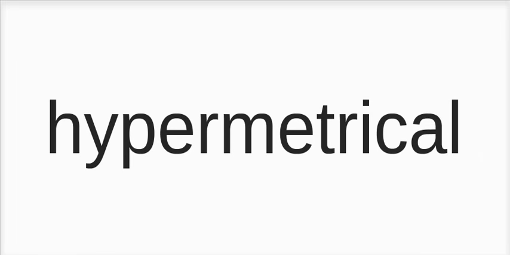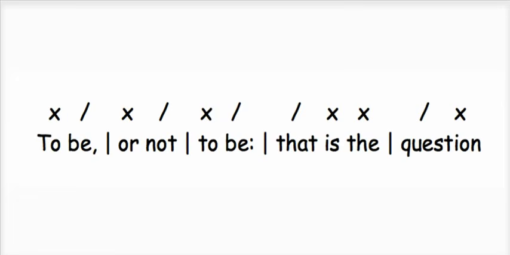Free verse is poetry that has no pattern in line length, metre or rhyme. And if you find it, you need to think about why it's used. What is the effect? Hypermetrical is where a line of verse has an extra syllable. For example, in Shakespeare's Hamlet, there are 11 instead of 10 syllables in that most famous line, to be or not to be, that is the question.